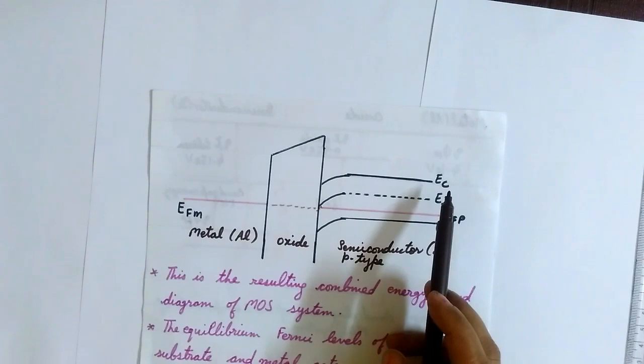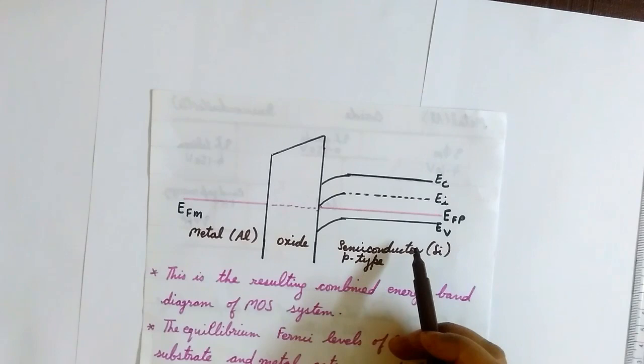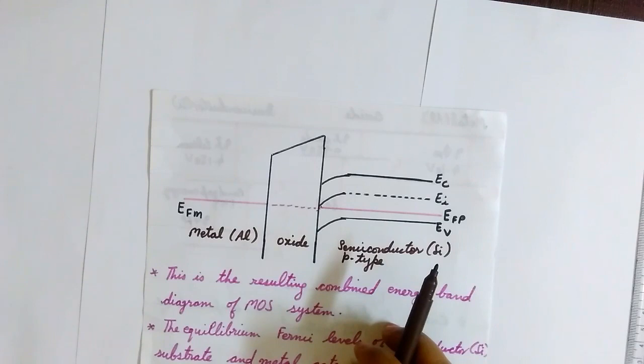So with this I end this lecture, and in the next lecture we will be discussing a numerical on this topic itself: how the potential difference due to the work function difference between the metal and the substrate, this voltage difference, is managed and how it is distributed inside the SiO2. So we'll see that in my next video.